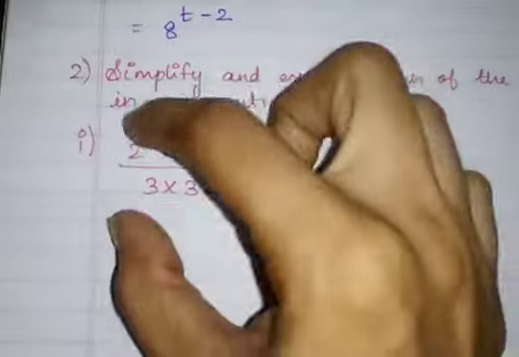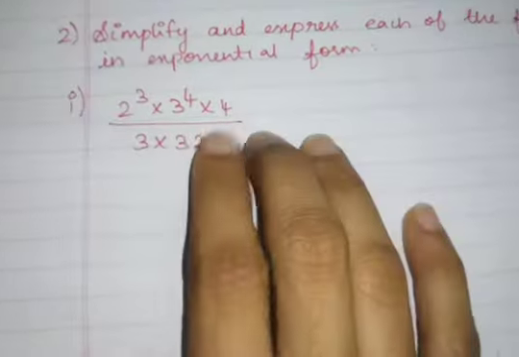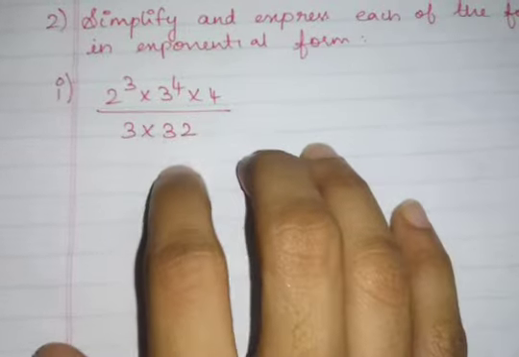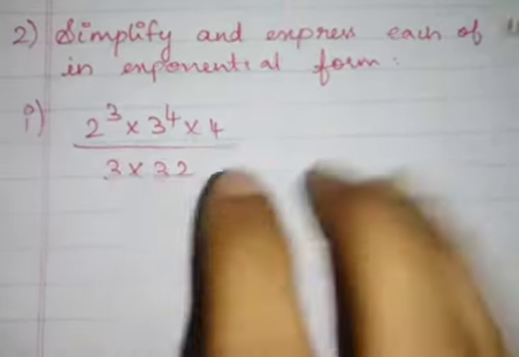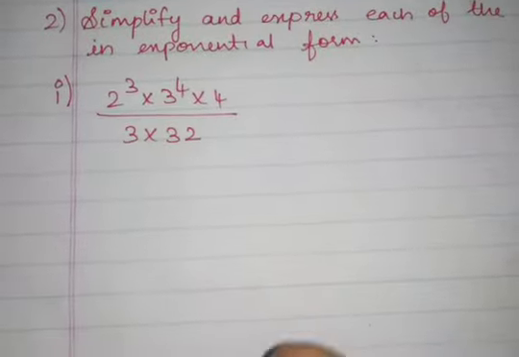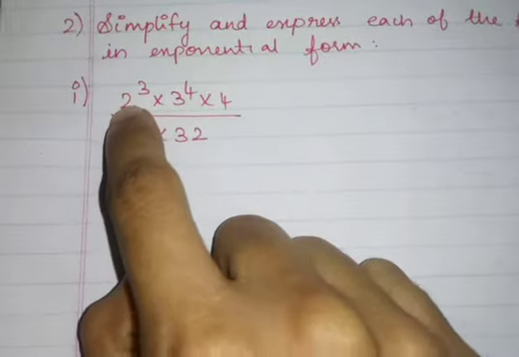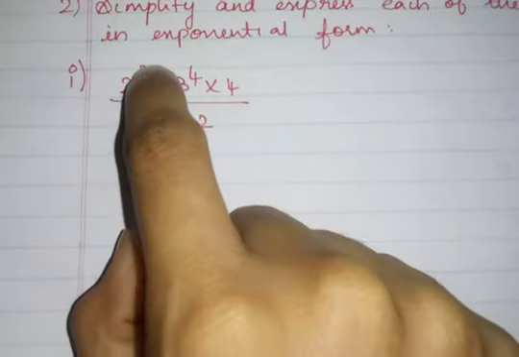Second problem. Simplify and express each of the following in exponential form. Okay, see, this is one complicated exponent, but we should do some simplification like the example problems. We have discussed this type of example problem. Yes, the same way we are going to solve this. First, check that everything is prime powers. 2 is a prime number, so 2 cube is a prime power.